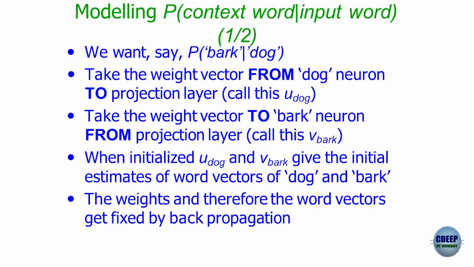Now, suppose we want to say the probability of bark given dog should be maximized. We are going from requirement to representation. Let me repeat this point: we are going from requirement to representation. This is another moot and subtle point.